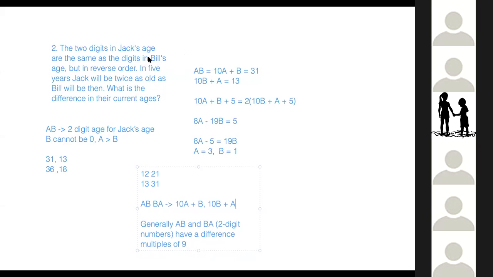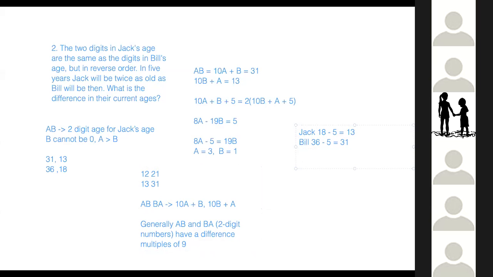And then in 5 years, the difference of the ages still remains the same, right? So Jack will be twice as old as Bill, so you know those will all be multiples of 9. And then if you just try a couple multiples of 9, you'll see that when Jack is 18 then Bill would be 36. And then going back 5 years, you want to make sure that they're actually reverse digits. So 18 minus 5 gives you 13. 36 minus 5 gives you 31.